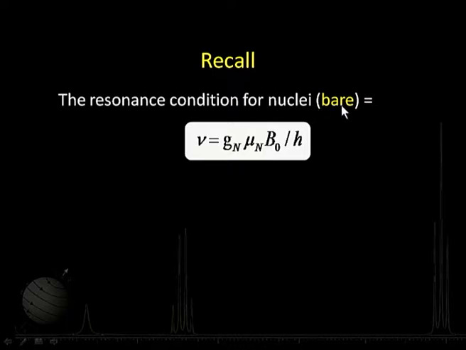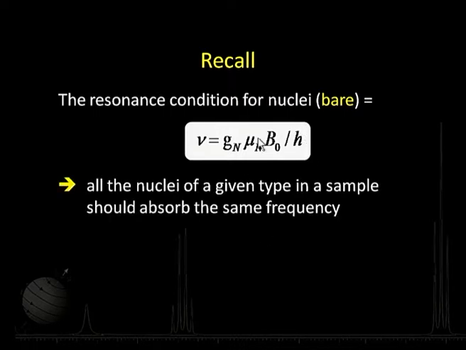We talked about a bare nucleus, we just talked about a proton. The frequency condition was that the frequency required is g_n μ_n B_0 by h, and all of the terms you all remember: g_n is the nuclear g factor, this is the nuclear magneton, this is the applied field strength, and this h is Planck's constant.